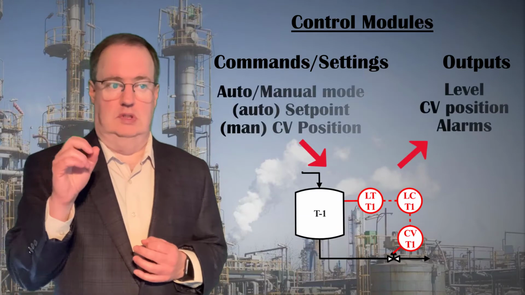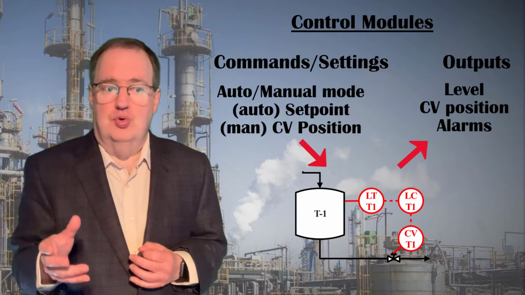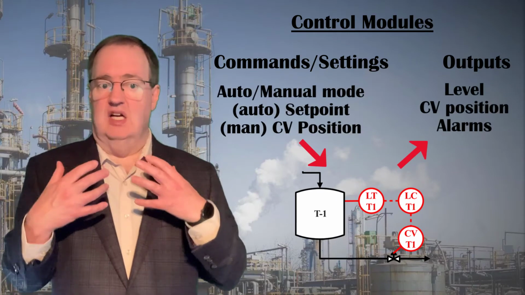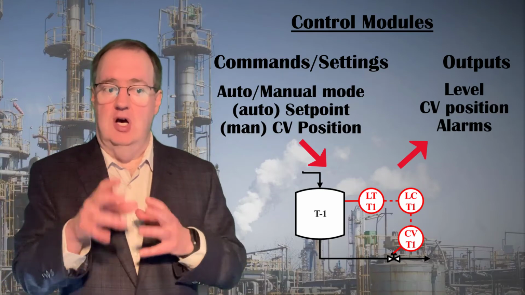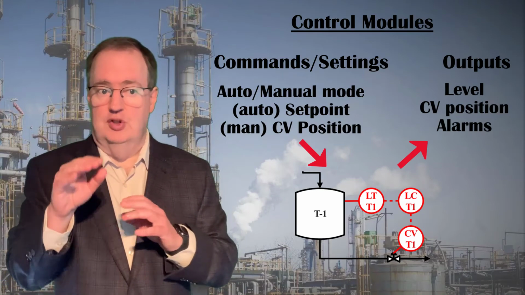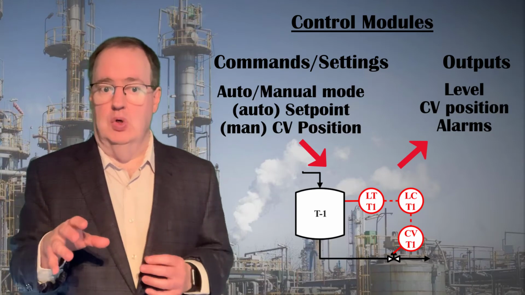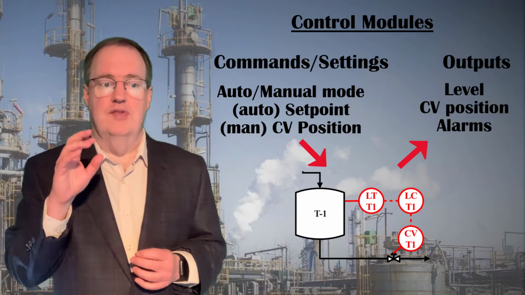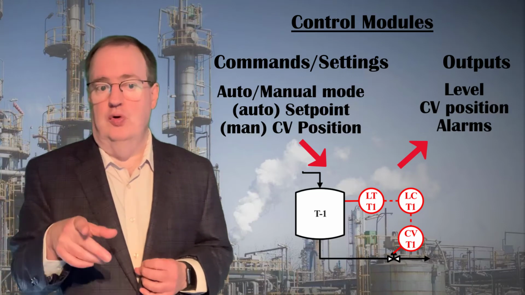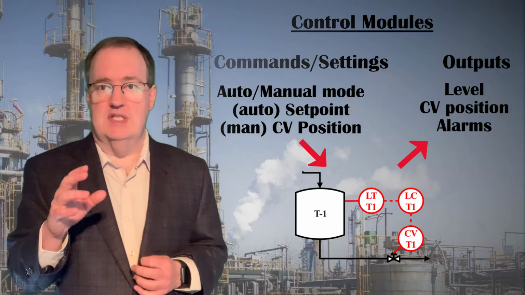A level control loop is a PID controller, a level measurement, and a control valve. The controller can be told to be in automatic, attempting to control the level to a set point, or manual, allowing direct control of the valve. It reports back the measured level, the control valve position, and any alarms that we've configured.